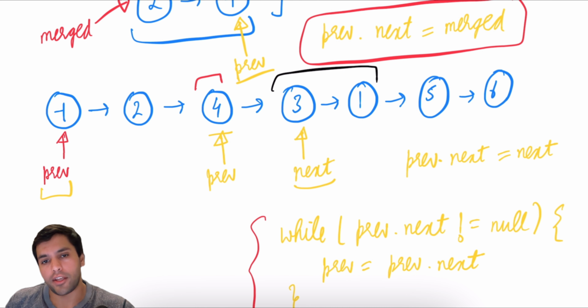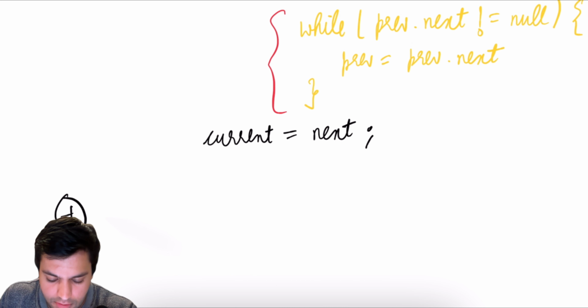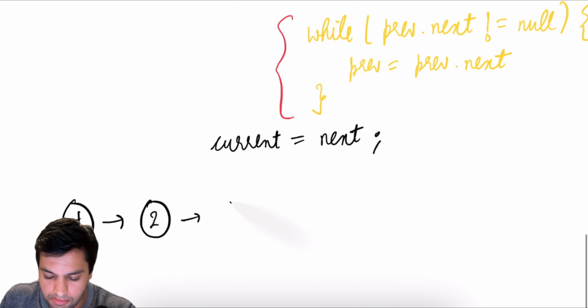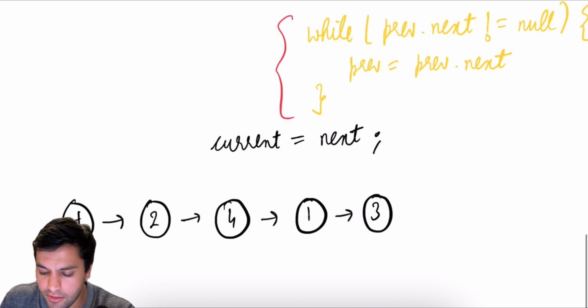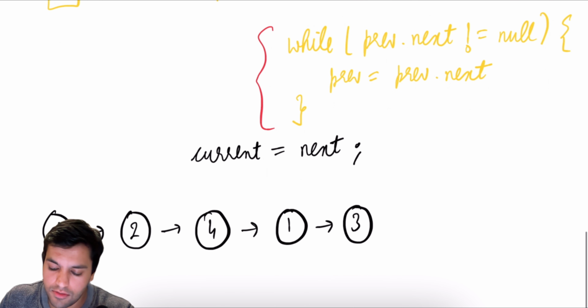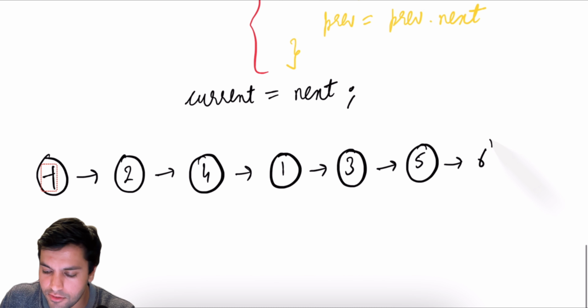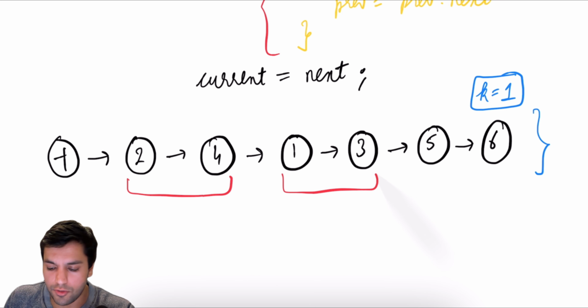After sorting the next pair, what we are going to get is -1, 2, 4, 1, and 3, and so on. And then I'll have 5 and 6, which is already sorted. So this will be the linked list after we sort nodes of size 1. And now our subproblems are going to be of size 2.